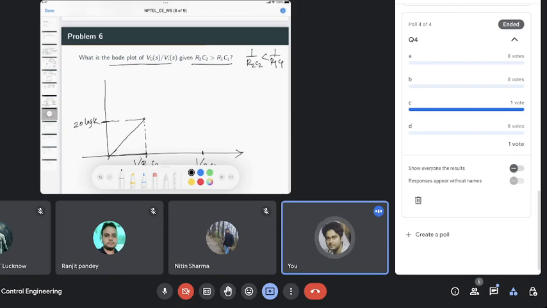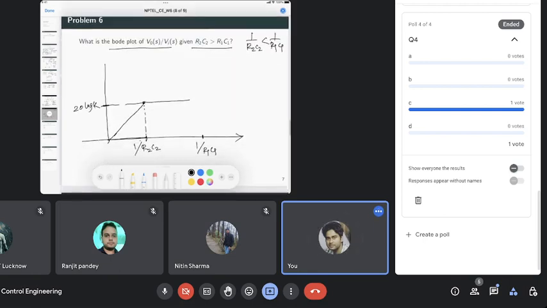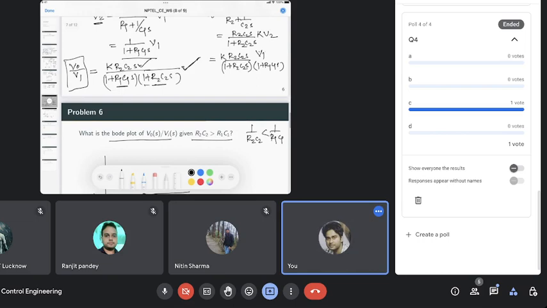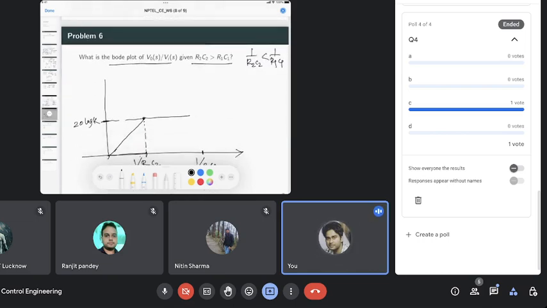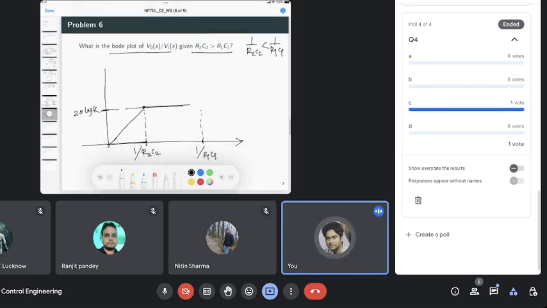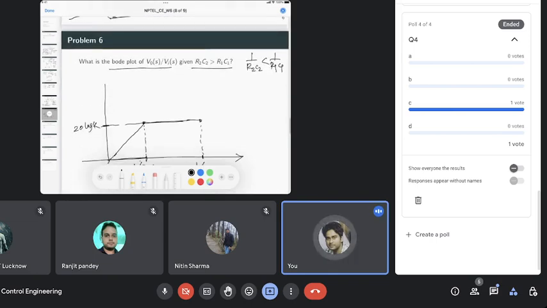So this is an approximate plot, so the value will be different at this point. Then you have a pole there at 1 by R2 C2. So you have minus 20 dB plus 20 dB, so 0 dB slope. Then again you encounter another corner frequency at 1 by R1 C1, and this is a pole, so you have minus 20 dB per decade slope. Okay, so this will be the Bode plot.